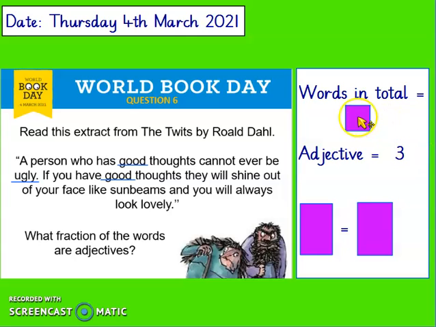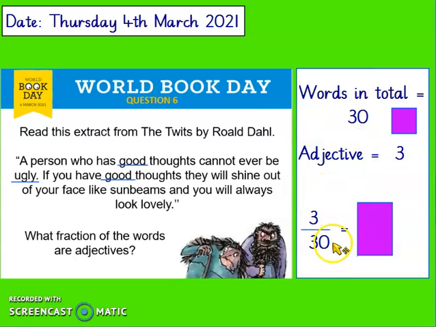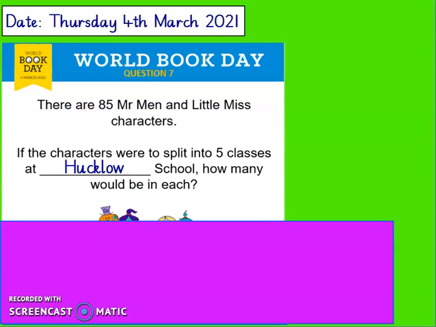So if we count the words, we've got 30 words in total. So as a fraction, we would write that we've got 3 adjectives out of 30. So 3 out of 30. And we can simplify that and it would give us 1/10. How did you do?